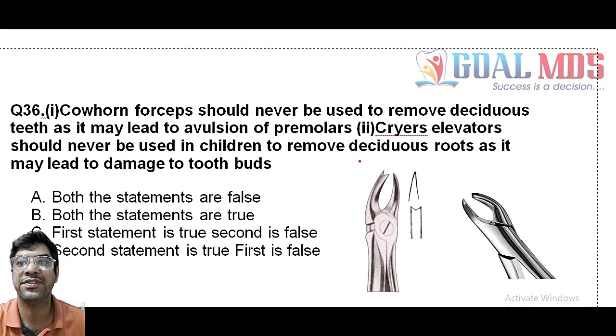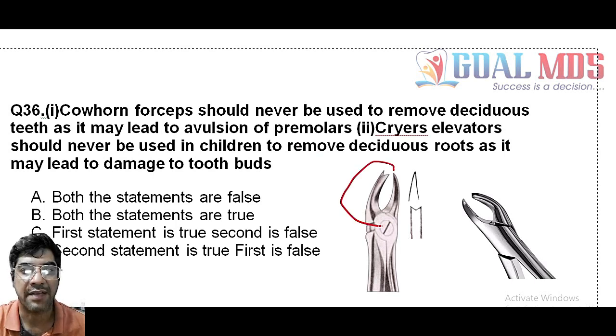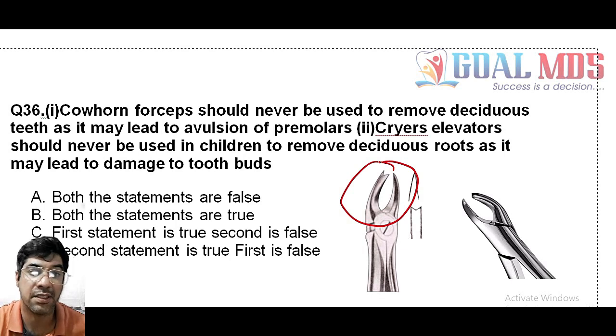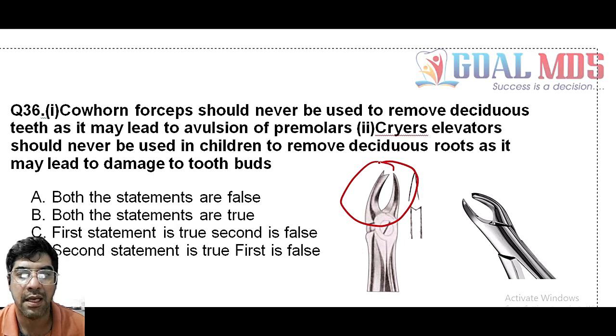The cow horn forceps are used for extraction of the permanent teeth and they are not used for the deciduous teeth, due to their larger size and shape. So using cow horn forceps to remove the deciduous teeth can result in excessive force being applied that could lead to avulsion or displacement of the adjacent permanent teeth like the premolars.